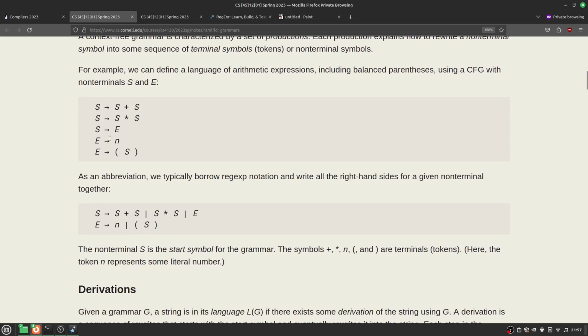Here the token N represents some literal number. Cool. E can be some non-terminal inside parentheses. So these are terminals. I'm guessing N is a terminal as well in this instance. Yep, N are terminals. Right, so the open and closed parentheses represent terminals, and the S can be anything, basically.